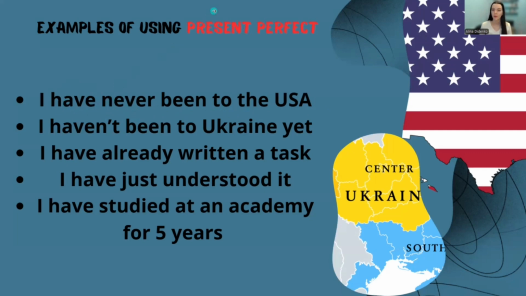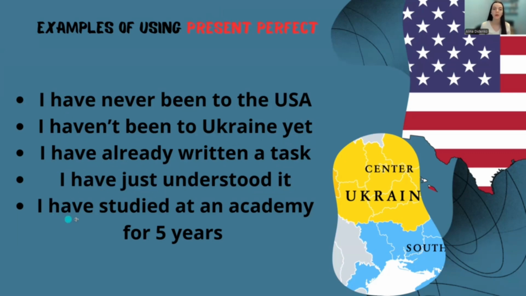What about the second example? I haven't been to Ukraine yet. As we discussed before, yet should be at the end of the sentence. That's why we put it at the end, as it is a negative sentence. Here we have haven't. I haven't watched the TV yet. Let's move on. I have already written a task. Already, we put after an auxiliary verb. I have just understood it. Again, after have, we put just.